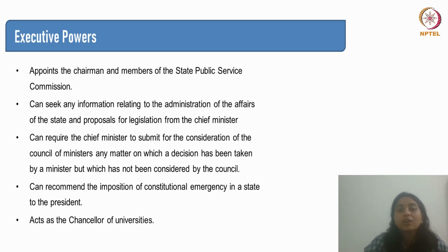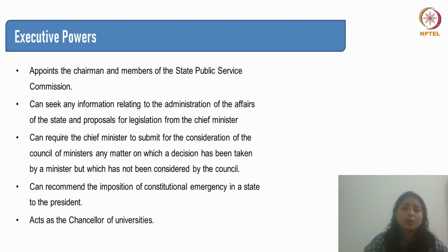The governor can also seek any information relating to the administration of the affairs of the state and proposals for legislation. Though in the state there might be different kinds of proposals for different types of legislation, right? So ultimately, once the bill is passed by the legislative assembly or the council, it goes to the governor for assent, just like how a bill goes to the president from the parliament for assent. So he can seek any information regarding the affairs of the state or such proposals for legislation.